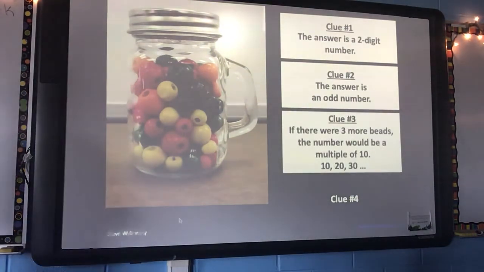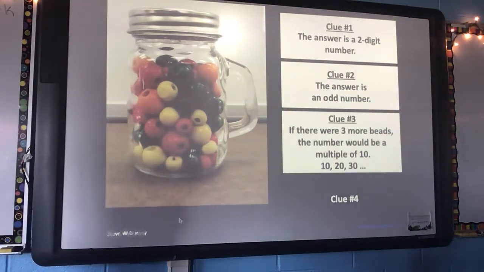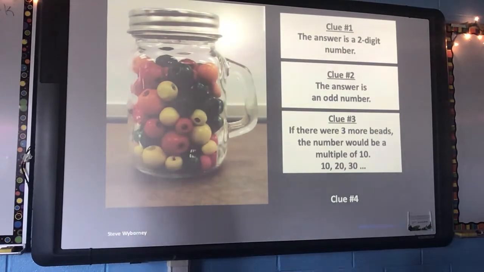Clue number 3. If there were 3 more beads, the number would be a multiple of 10. Multiples of 10, for example, are 10, 20, 30, 40, 50, 60, 70, 80, 90, 100, and etc. So if there were 3 more beads, it would be a multiple of 10. I think a lot of friends need to make a new estimate right now.